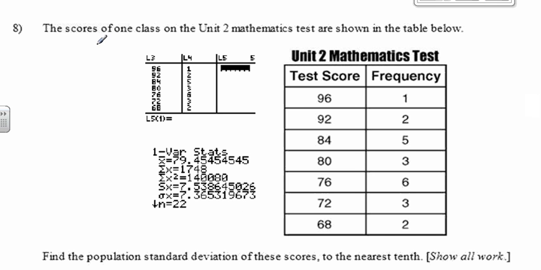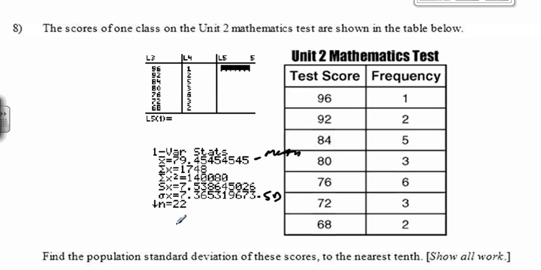Alright, the scores of one class of the U2 math test are shown below. So those are the test scores, those are the frequencies. I put them in since I used L1, L2 already. I put them in L3, L4. We're showing the one variable stats here. So remember that this value is our mean, and this value is our standard deviation. Okay? So we're looking for the standard deviation to the nearest tenth.